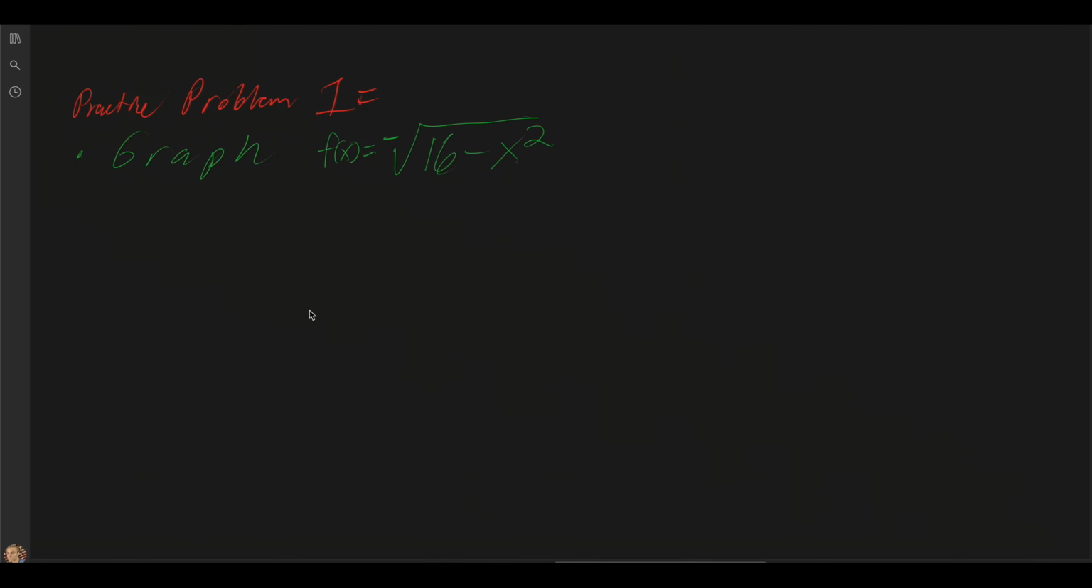And now let's go over our first practice problem. So in our first practice problem, we're given f of x is equal to negative square root 16 minus x squared. And so what we need to do in terms of graphing the whole function, we also need to do the following steps.